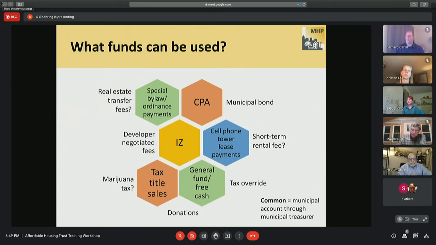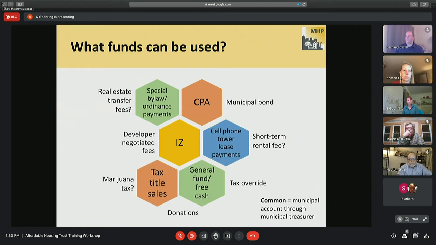We have a community, the first community that we know of, that has passed a municipal bond to support their trust. So in Medfield, they created a trust, and then they bonded $1 million, and they don't have the Community Preservation Act, so they bonded against their general fund to help seed their affordable housing trust.